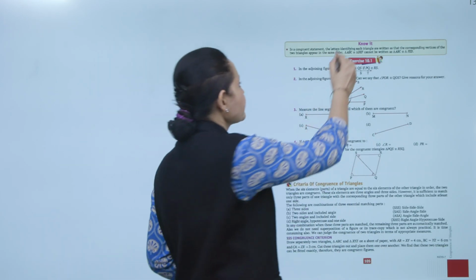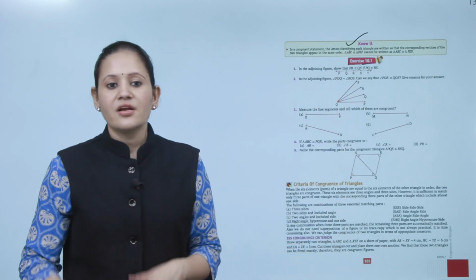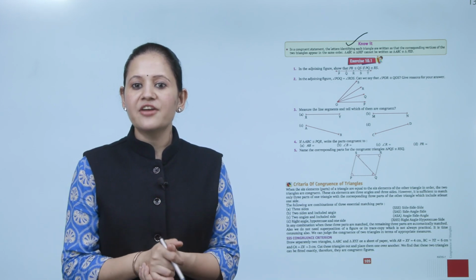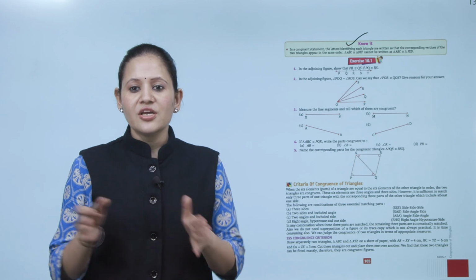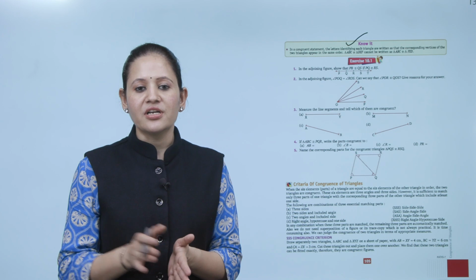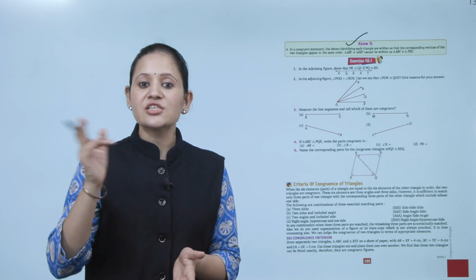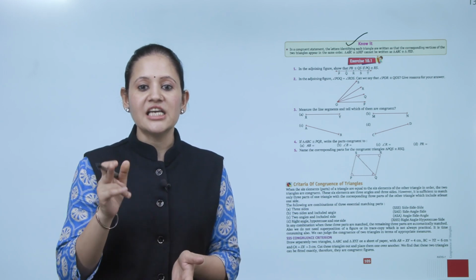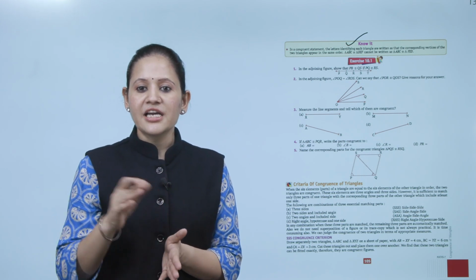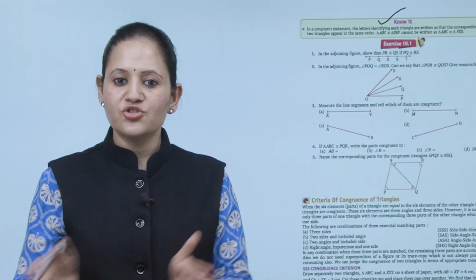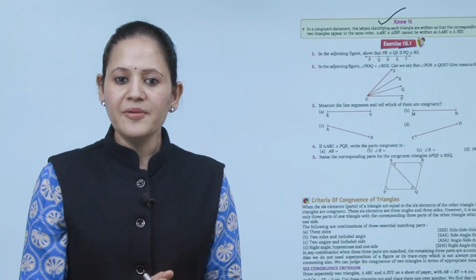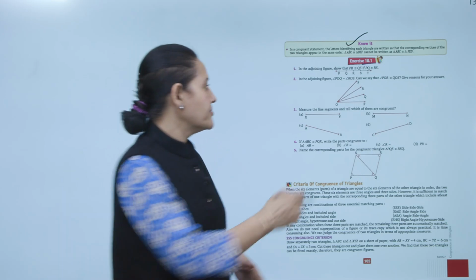Note, in a congruence statement, the letters identifying each triangle are written so that the corresponding vertices of the two triangles appear in the same order. Like here, triangle ABC is congruent to triangle DEF. We cannot write that triangle ABC is congruent to triangle FED. We will name them according to the parts and sides that are congruent. Clear?